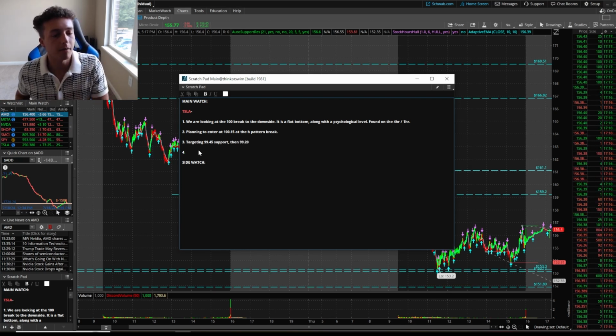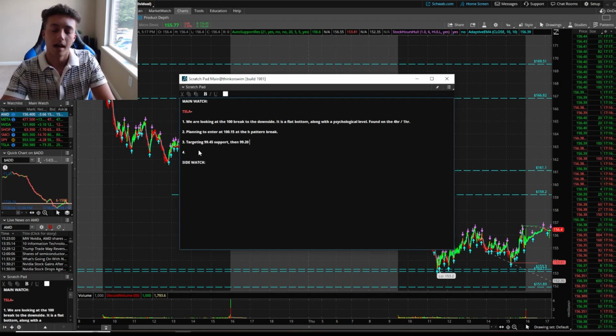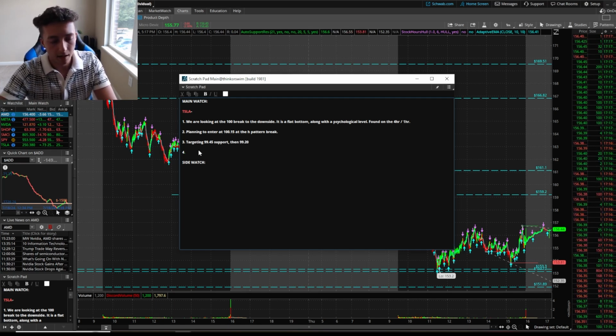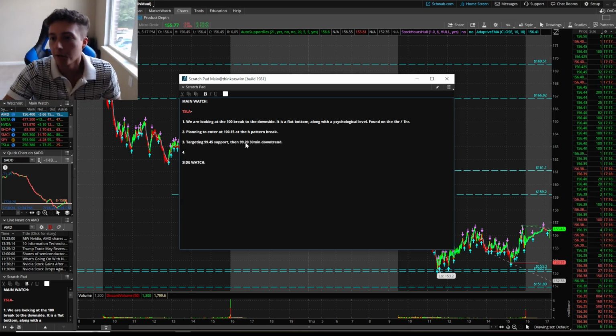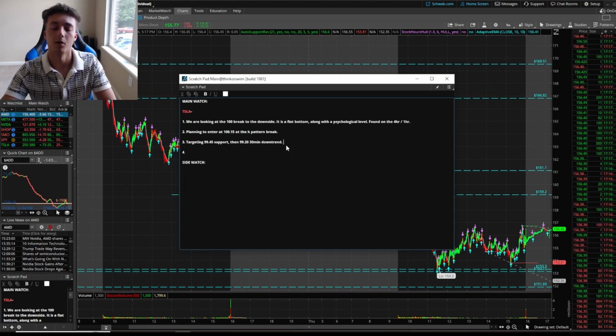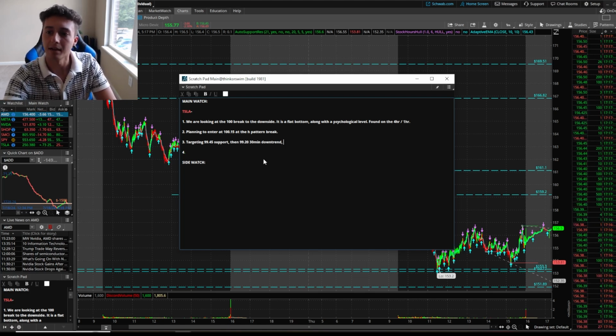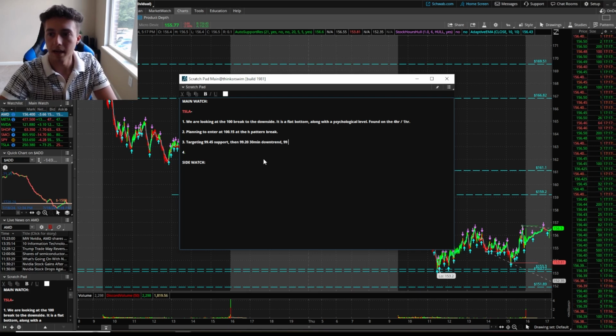We would write down whatever time frame we find this trend on. So in this case, let's say it's on the 30-minute. So targeting 99.45 support, then 99.20 30-minute downtrend. And then on something like this, I would probably just put my final target as the next whole number. So I would be overall targeting the 99 break. So after this point in time, we have targeting 99.45 support, then 99.20 30-minute downtrend, then 99 break.